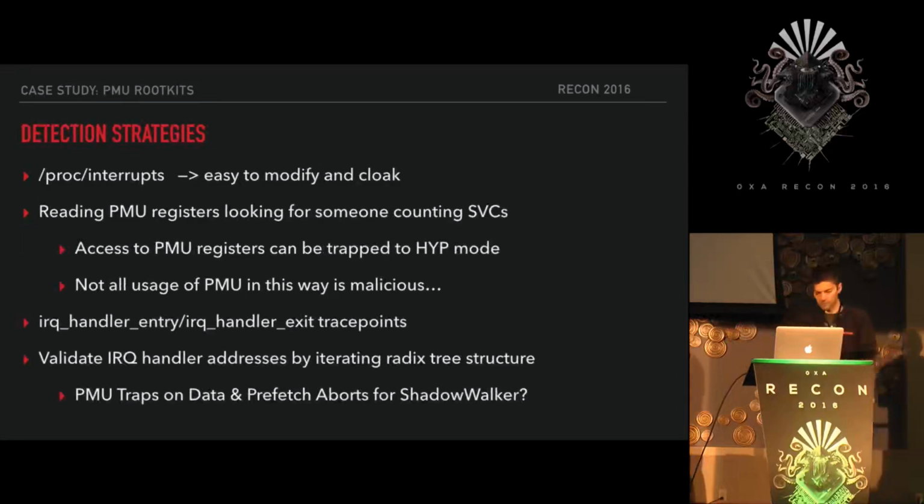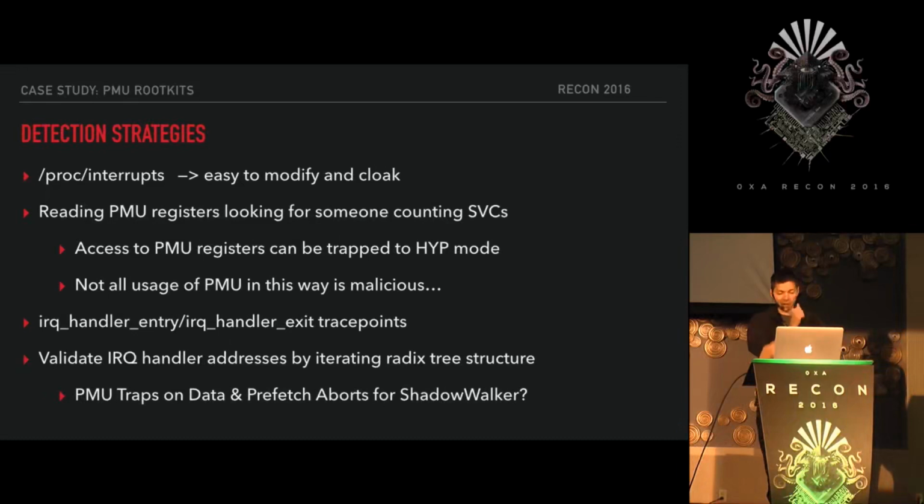So how would we detect this rootkit? You could try just reading /proc/interrupts. However, the data showing there is easy to modify, and potentially we could prevent the PMU's IRQ line from even showing up. You could try to query the registers and see if somebody's counting supervisor call instructions. It's worth noting that access to the PMU can be trapped to hypervisor mode, so if an attacker had control over the hypervisor exception vector table, that could be interesting. And as we'll see in a minute, not all usage of this is malicious.